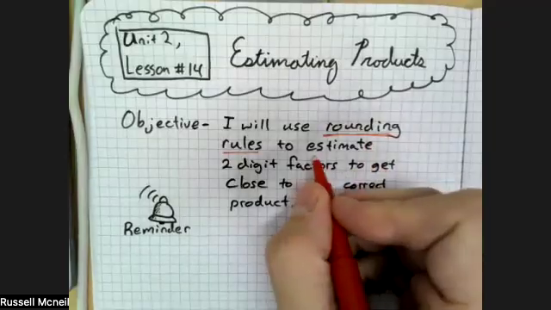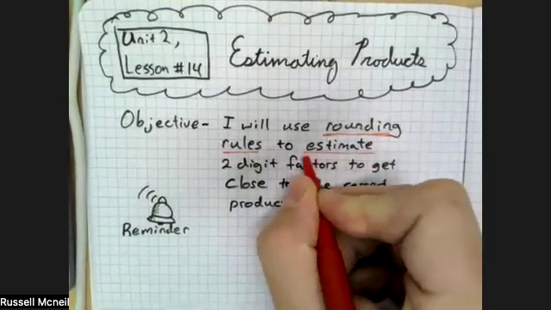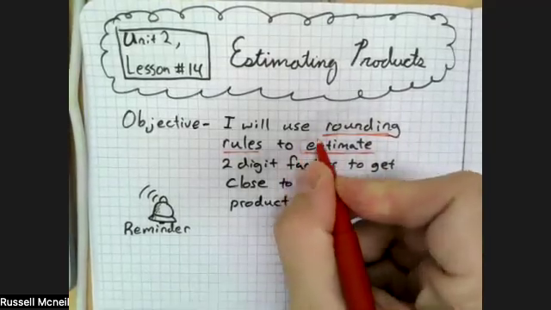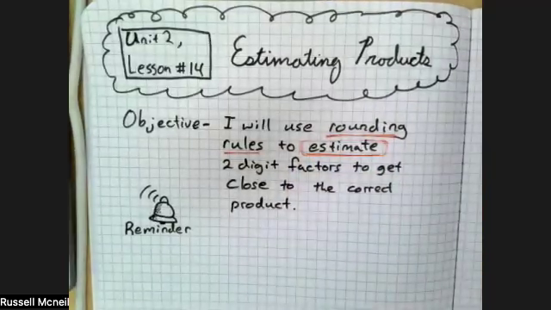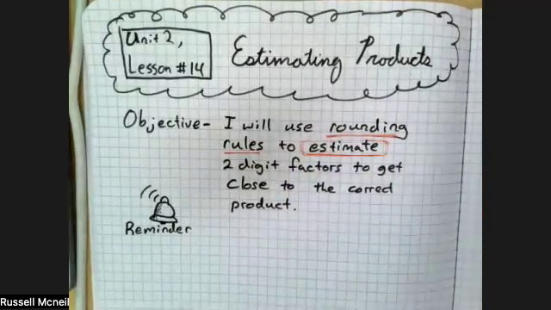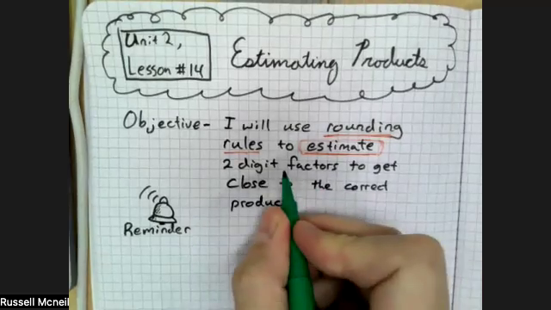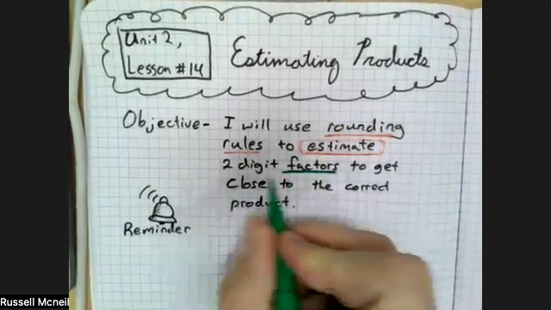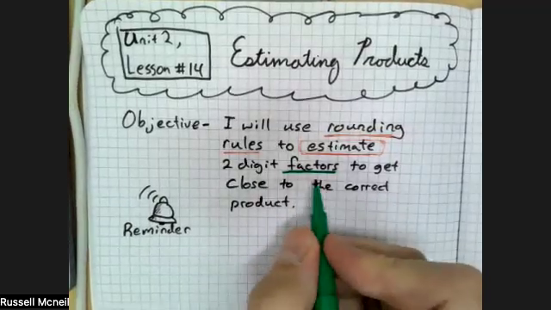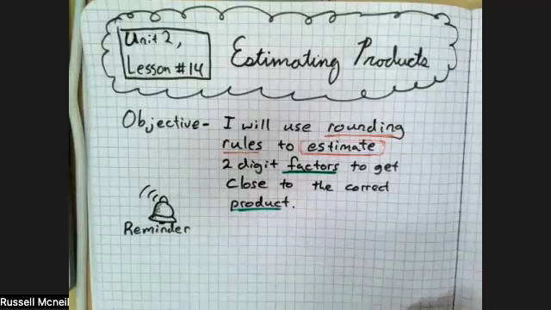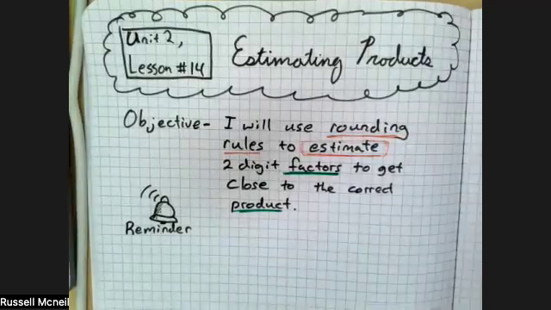Now, we use rounding to get an estimate. Estimates are not the exact answer. They're close answers. And when we're talking factors, two-digit factors, we mean two-digit numbers that are being multiplied. Factor and product are our clue that we're working with multiplication.